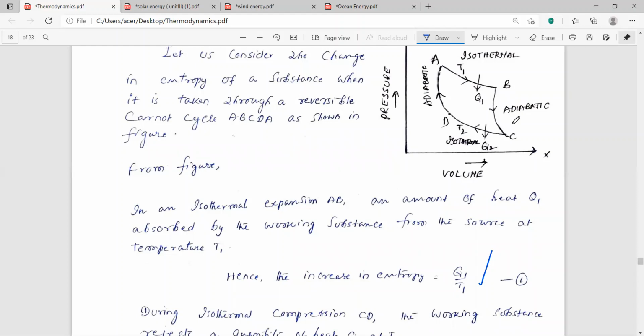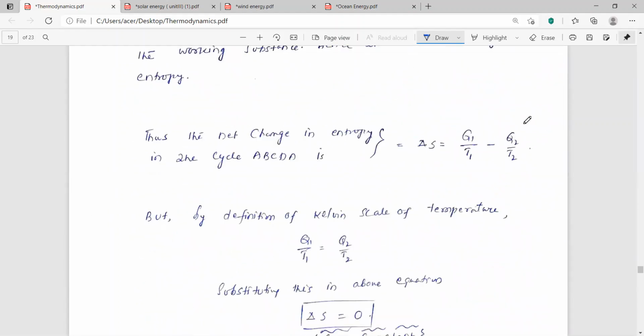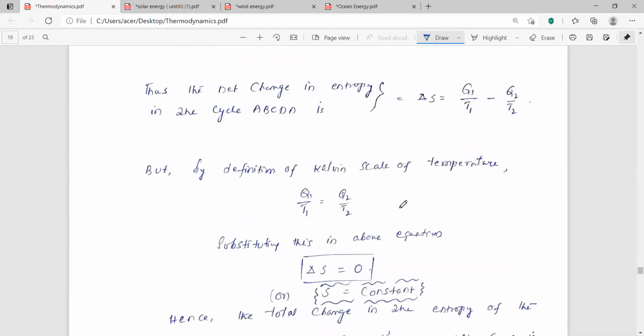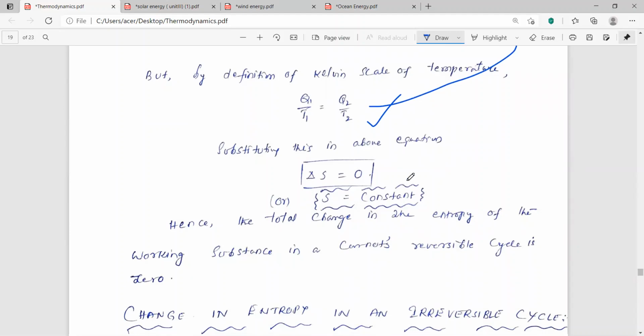From B to C is an adiabatic process and D to A is an adiabatic process. In these two processes, entropy is constant. So now the overall change in the entropy in the entire Carnot cycle, delta S, can be written as S1 minus S2, so Q1 by T1 minus Q2 by T2. As you well know, from the Kelvin scale of temperature, Q1 by T1 equals Q2 by T2. So if you substitute this in this equation, delta S becomes 0. That means the change in entropy is 0 in the reversible process.